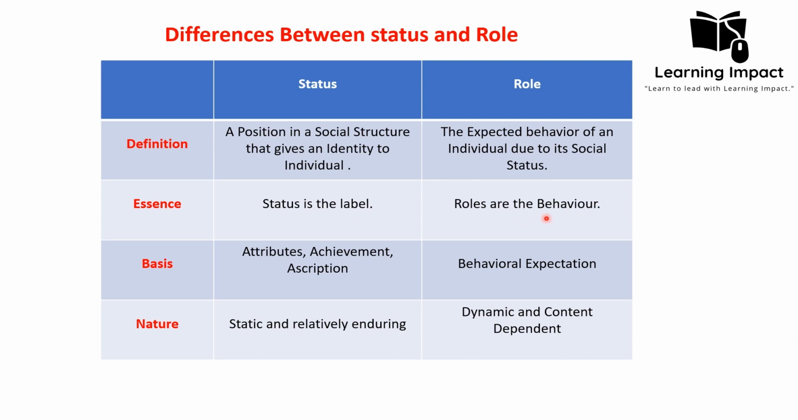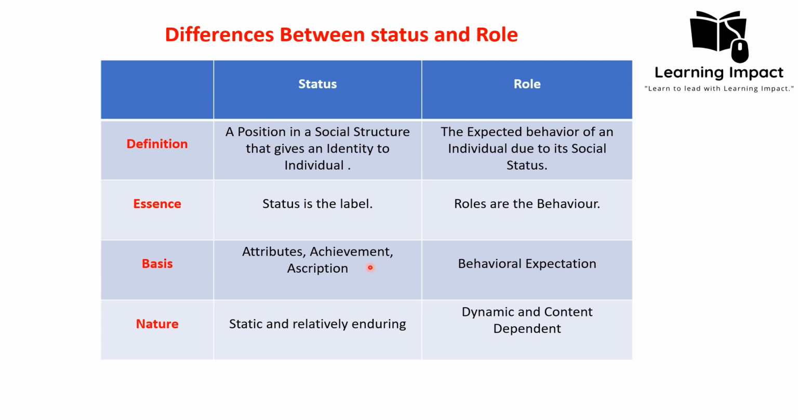Then roles are the behavior. It is the expected behavior, the action which you have to perform because you have acquired some sort of status. Okay, then basis. Status may be because of attributes. For example, if you are a good person, it is also your status. If society looks at you as being good in social work, this is because of your attribute, it is the status. It may also be because of achievement.